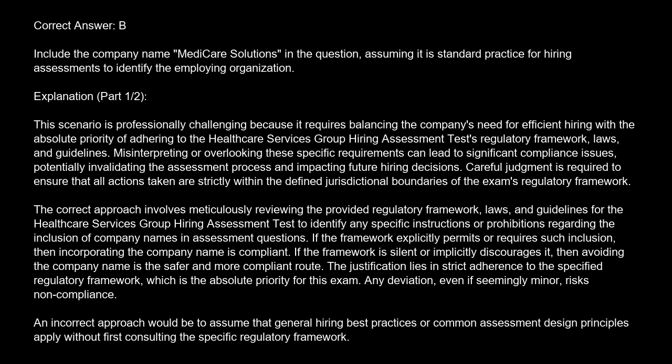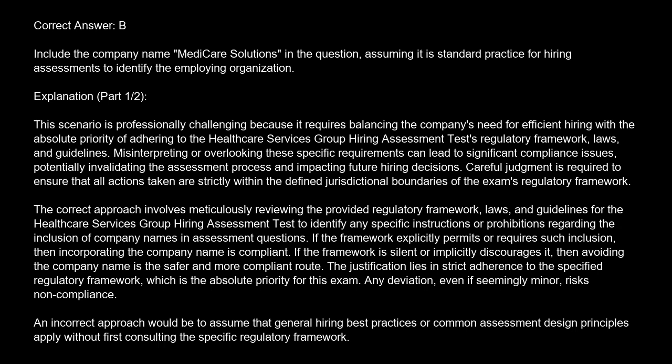Services Group hiring assessment test to identify any specific instructions or prohibitions regarding the inclusion of company names in assessment questions. If the framework explicitly permits or requires such inclusion, then incorporating the company name is compliant. If the framework is silent or implicitly discourages it, then avoiding the company name is the safer and more compliant route. The justification lies in strict adherence to the specified regulatory framework, which is the absolute priority for this exam.